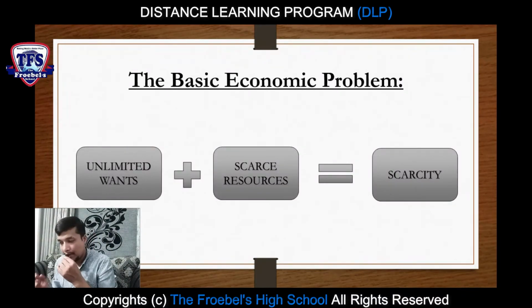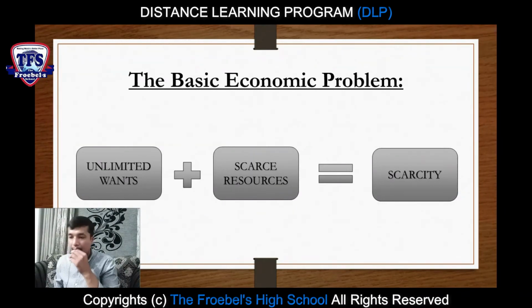Scarcity is driven by two components. The first component is unlimited wants, and the second component is scarce or limited resources. When we combine these two factors, there is another thing that comes: scarcity. Scarcity means shortage. As we have discussed earlier, we have unlimited wants, but the resources we have are limited. So we have to combine these two factors to get our satisfaction level. By combining these two factors, we arrive at a point called scarcity.